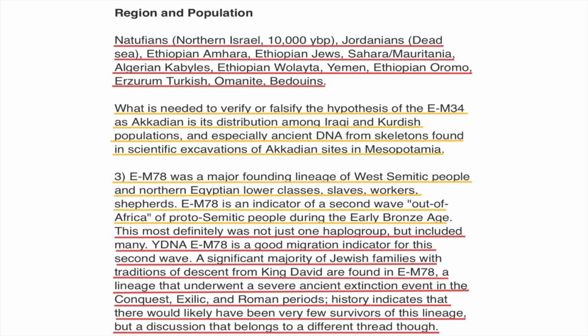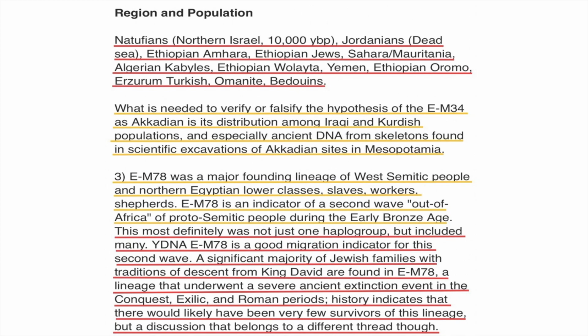What is needed to verify or falsify the hypothesis of E-M34 as Akkadian is its distribution among Iraqi and Kurdish populations, and especially ancient DNA from skeletons found in scientific excavations of Akkadian sites in Mesopotamia. E-M78 was a major founding lineage of West Semitic people and North Egyptian lower classes, slaves, workers, shepherds. E-M78 is an indicator of a second wave out of Africa of Proto-Semitic people during the early Bronze Age.